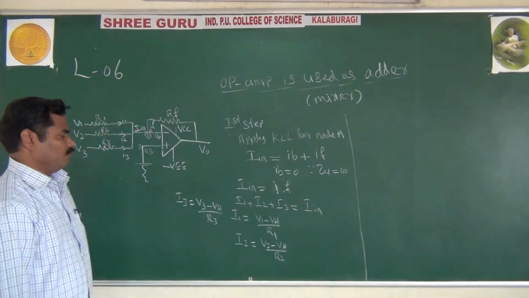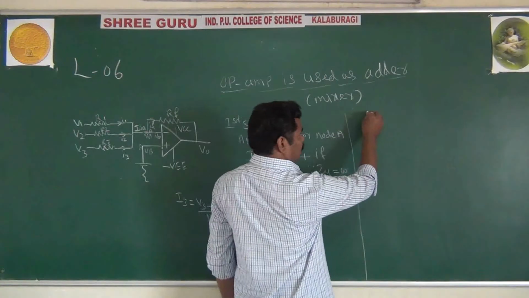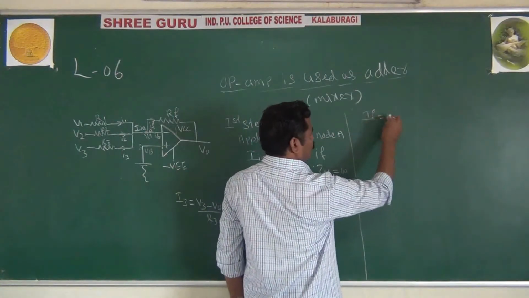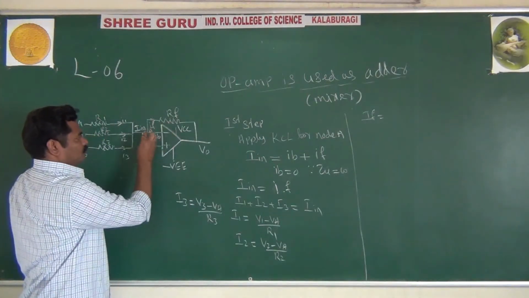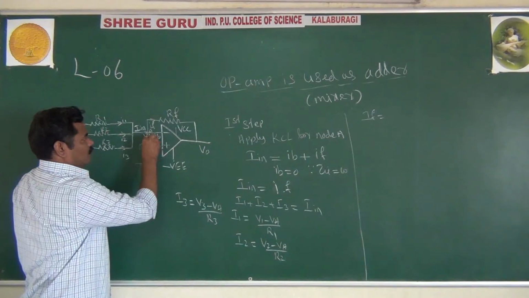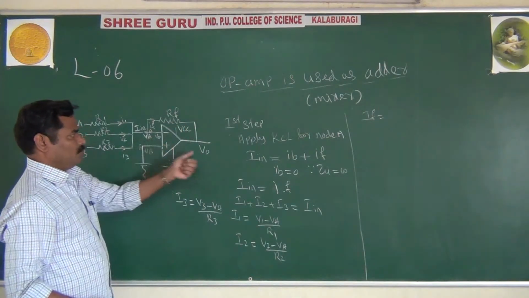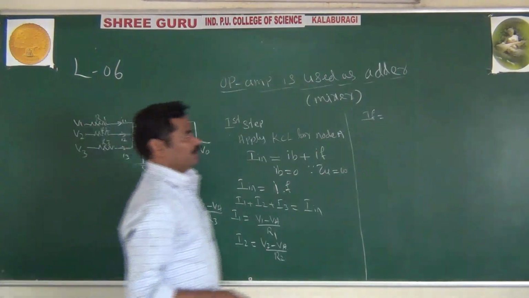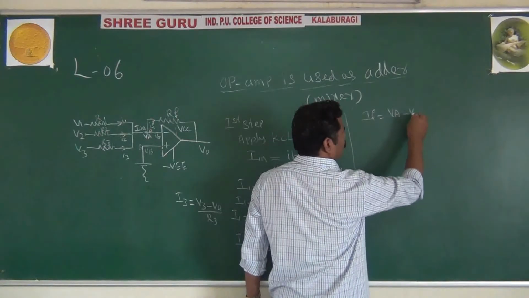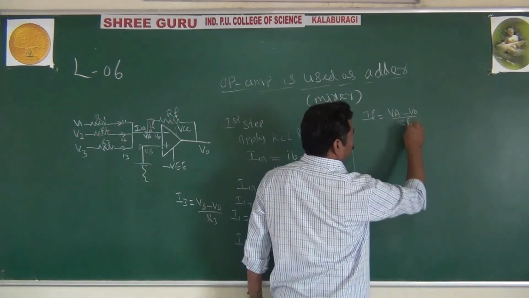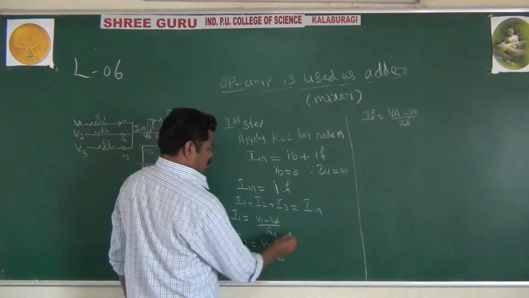And also you can write IF. How can you write IF? IF equals VA minus V0 divided by RF. VA minus V0 by RF. That is the expression for your IF.